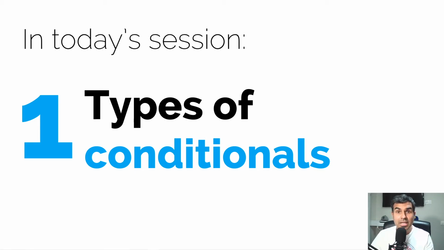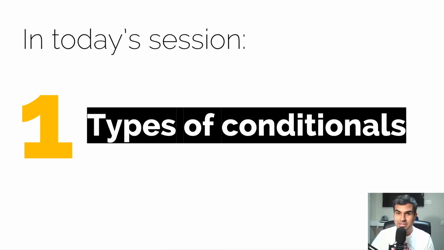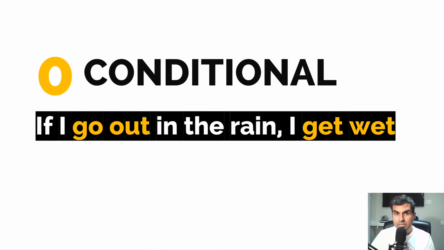So we're going to take a look at the different types of conditionals, the different classification or categorization of conditional sentences. The second thing we're going to do is see if we are able to identify which type of conditionals we might be using in the sample sentences we're going to show you a little bit later. So let's go ahead and take a look at our types of conditional sentences. The first type that we wanted to mention is the zero conditional.